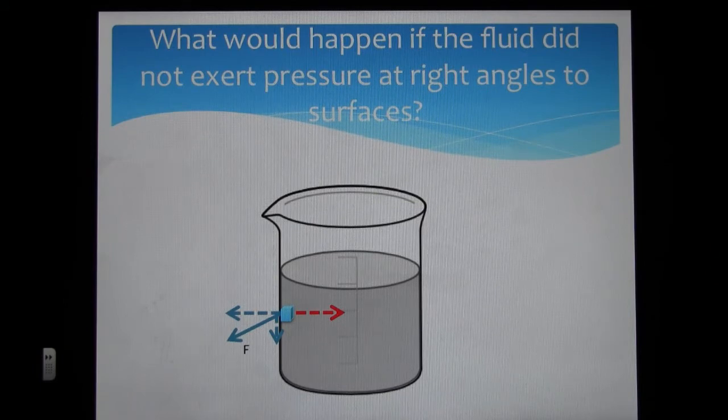However, the fluid would also be applying a parallel force on the container. And because there's no reaction force created by the container, the fluid would be in motion, which violates the fact that we're studying fluids at rest. So pressures must be perpendicular to surfaces in order for fluids to remain at rest.